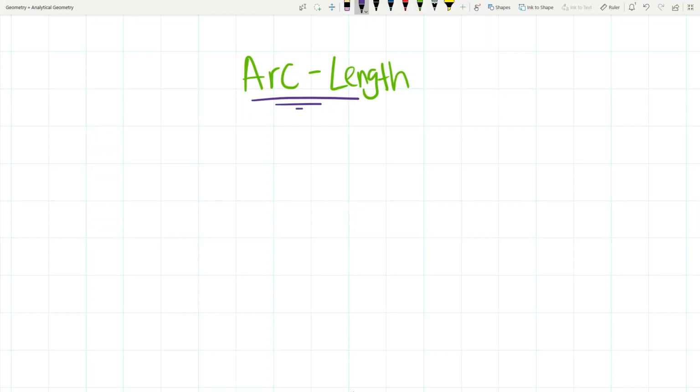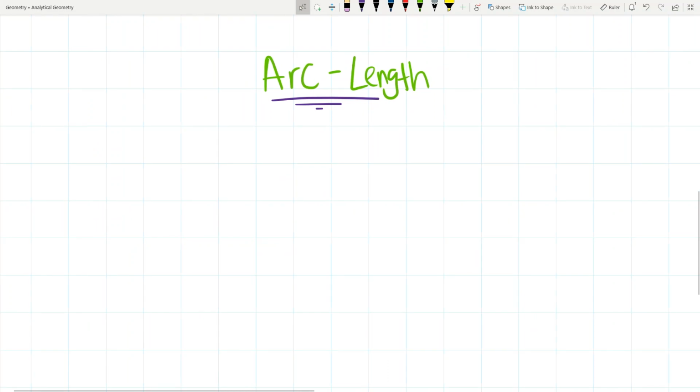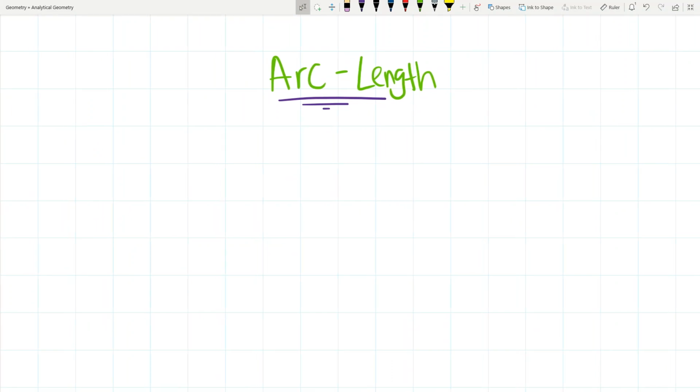Hello everyone, today we're going to be doing another tip for competition math, and this is calculating arc length. First of all, the first question we should be asking ourselves is, what is arc length?